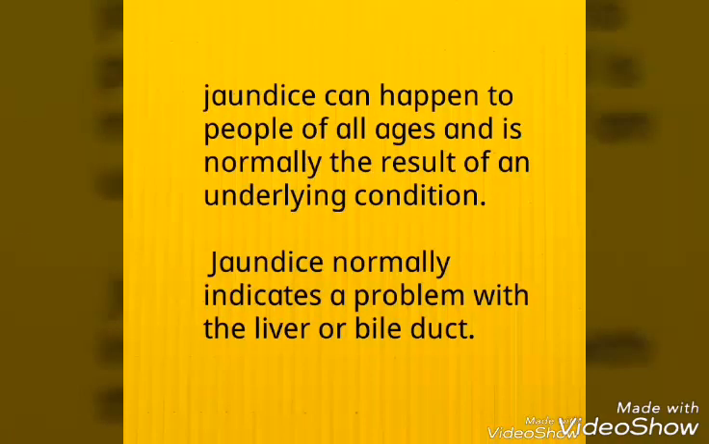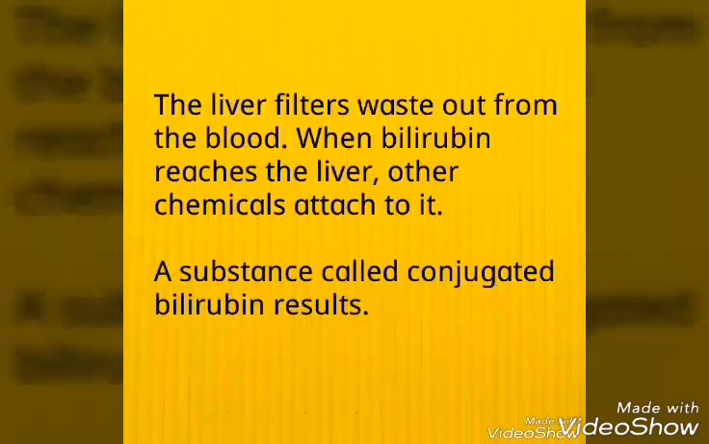Jaundice can happen to people of all ages and is normally the result of an underlying condition. Jaundice normally indicates a problem with the liver or bile duct. The liver filters waste out from the blood. When bilirubin reaches the liver, other chemicals attach to it. A substance called conjugated bilirubin results.